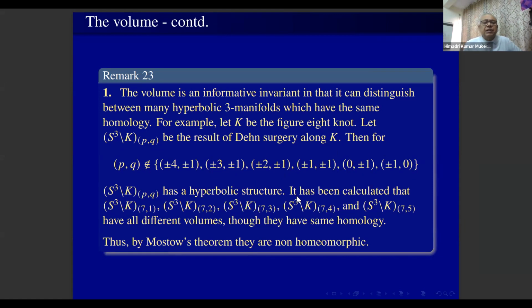And it has been calculated that S3 minus K71, S3 minus K72, S3 minus K73, 74, 75 have all different volumes, though they have the same homology. Thus, by the Mostow theorem, they are non-homeomorphic. So they are distinct manifolds.